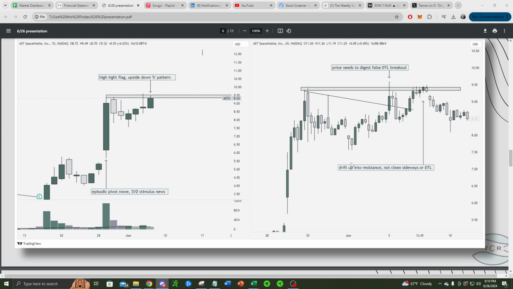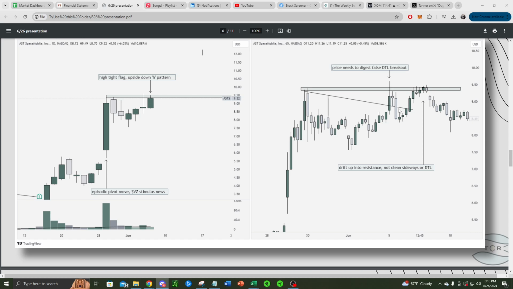But when you zoom in to the 65-minute, you realize that this might not be as healthy as the daily might have suggested. So you can see here, yeah, you have a little bit of a downtrend line here that breaks out. But it breaks out and it's a false breakout, right?